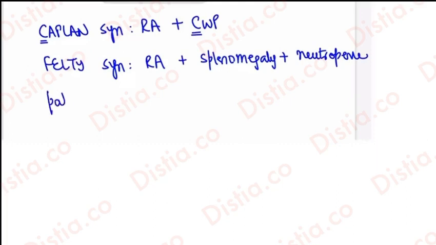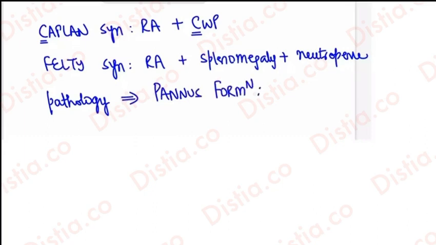From the pathology domain, you can read more from the pathology app, but I want to highlight that one of the important lesions that you read here is pannus formation. Well, what is pannus going to contribute? It's going to cause synovial inflammation.